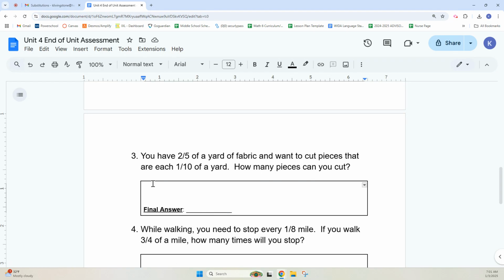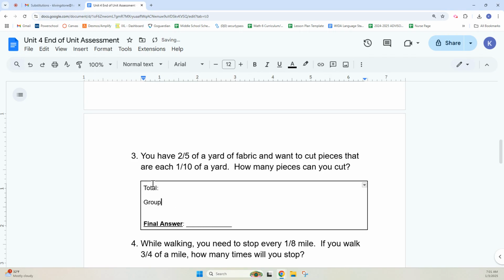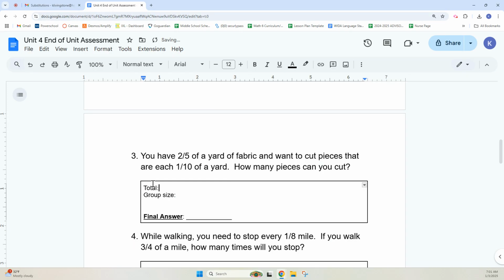You have 2/5 yards of fabric and want to cut pieces that are each 1/10 of a yard. How many pieces can you cut? All right, so let's start with our total and then our group size. First, stop and read the problem. How much total fabric do we have? That's right, we have 2/5 of a yard. Now, what is the size of each group? Each piece is going to be 1/10 of the yard.